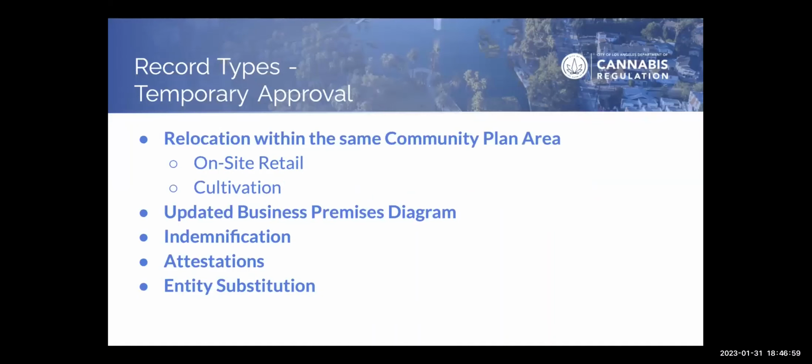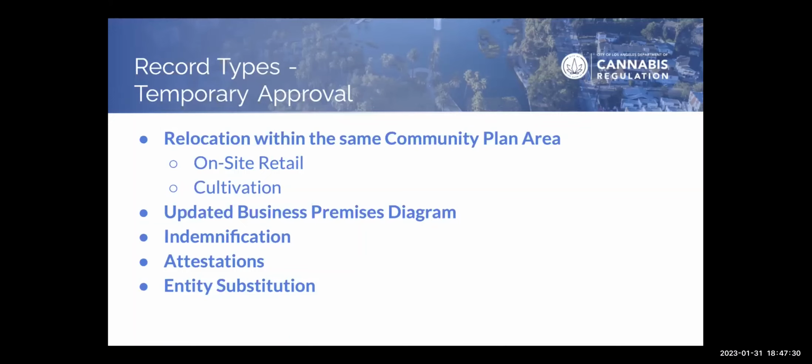Once temporary approval has been issued, temporary approval is definitely a form of licensure at the local level. Now, DCR has always accepted relocations within the same community plan area since we were able to re-accept modification relocation requests. On-site retail and cultivation are geofenced to the community plan area where the license was issued.